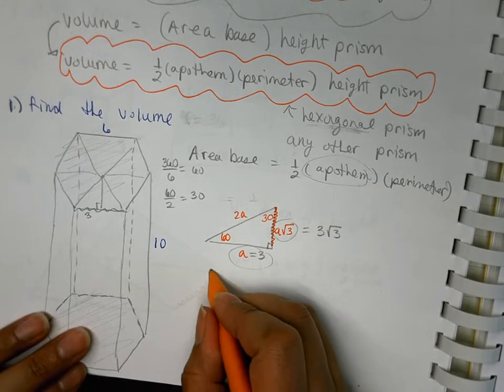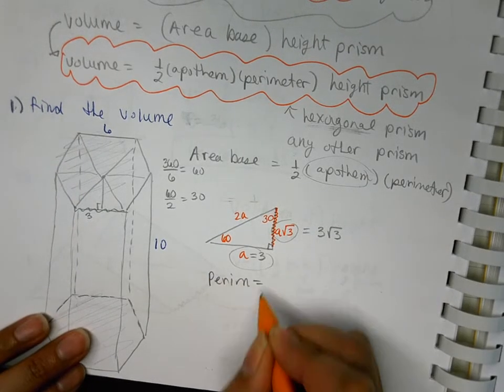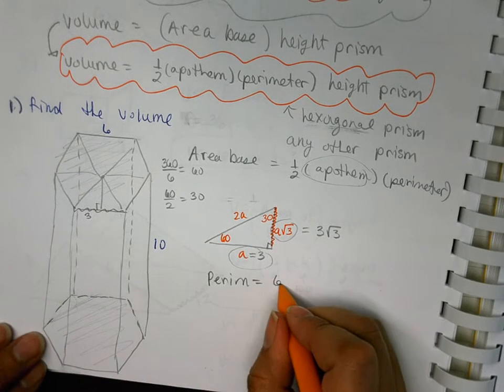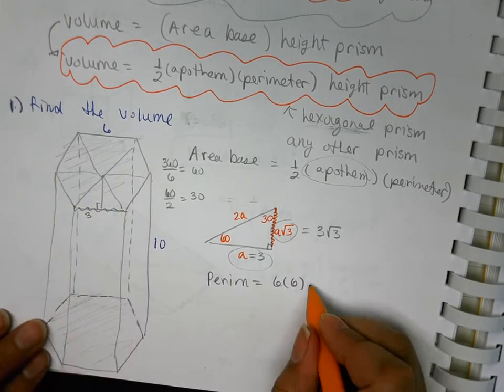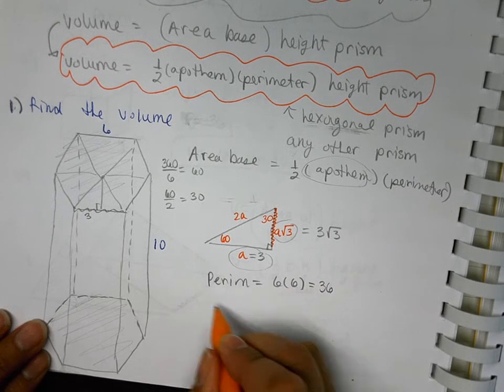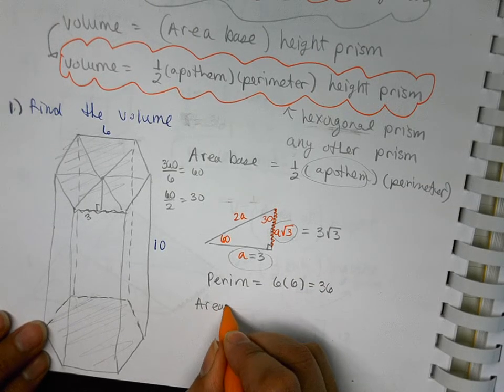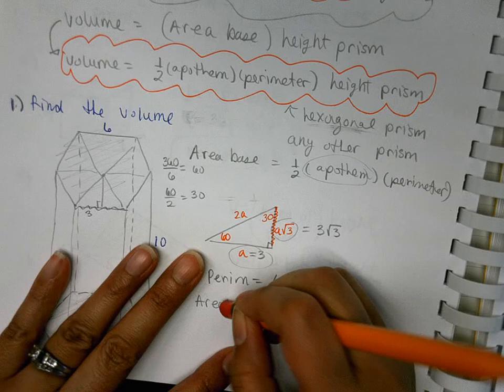All I need now is the perimeter. Is the perimeter easy to find? Yes. And I gave it to you earlier, but if I didn't, what would you say? 6 times? Because there are 6 sides. And what is it? 36. All right, so area of the base.